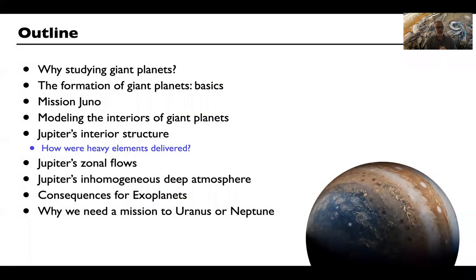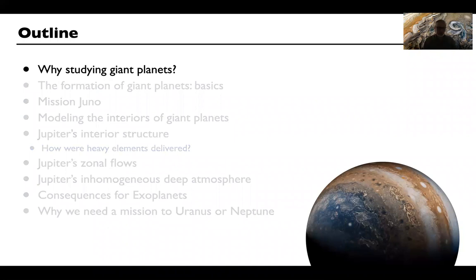This is the outline. I'm going to start with the reasons why we're studying giant planets, then explain a little bit some basics about the formation of giant planets, give some details about mission Juno, how we model the interiors of giant planets in general, and then we're going to see the results we obtained on Jupiter's interior structure, Jupiter's zonal flows, its inhomogeneous deep atmosphere. That's something very important, I think. And then what are the consequences for giant planets in general, including exoplanets, and why we need a mission to Uranus or Neptune.